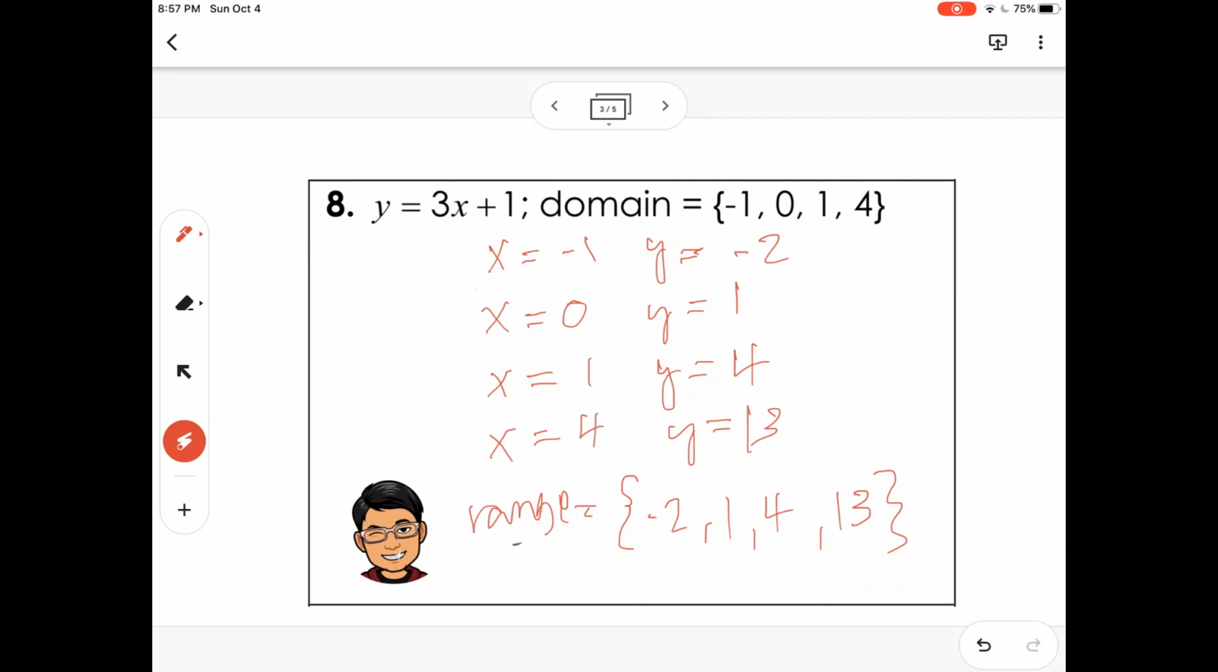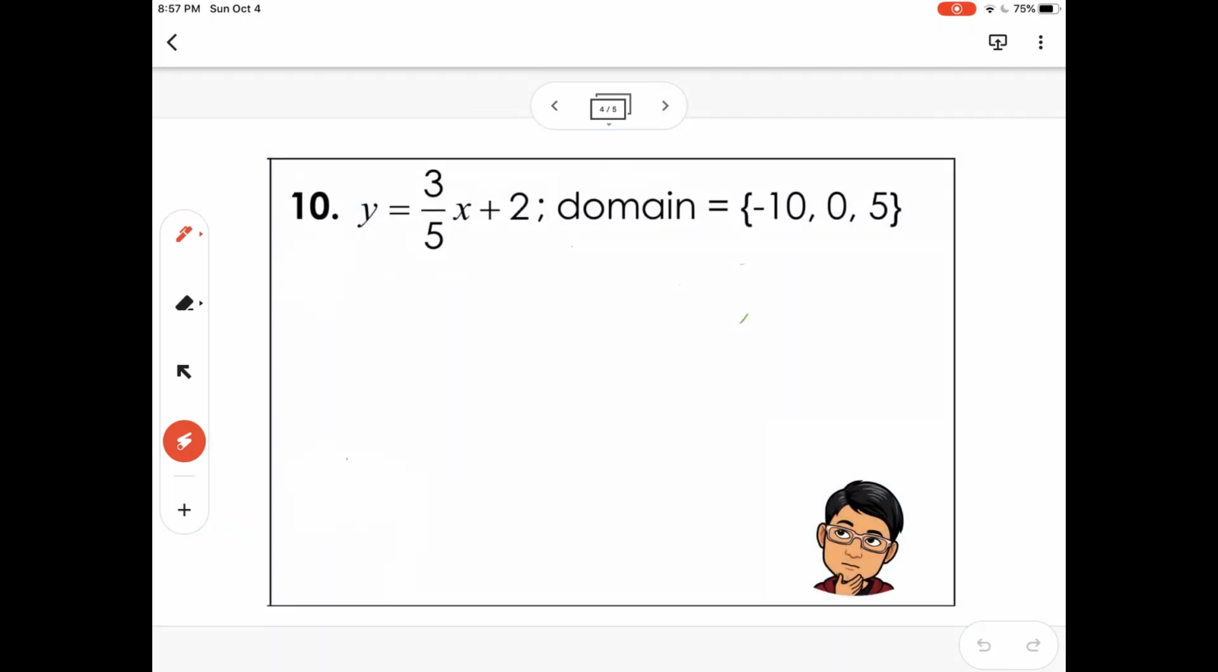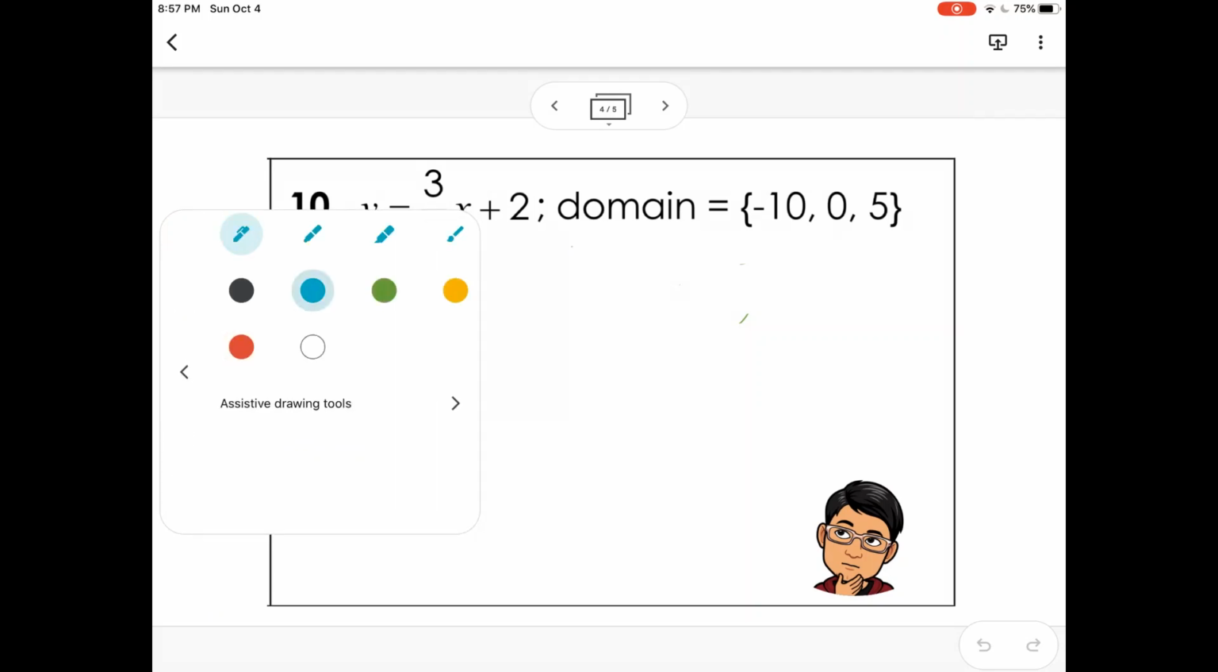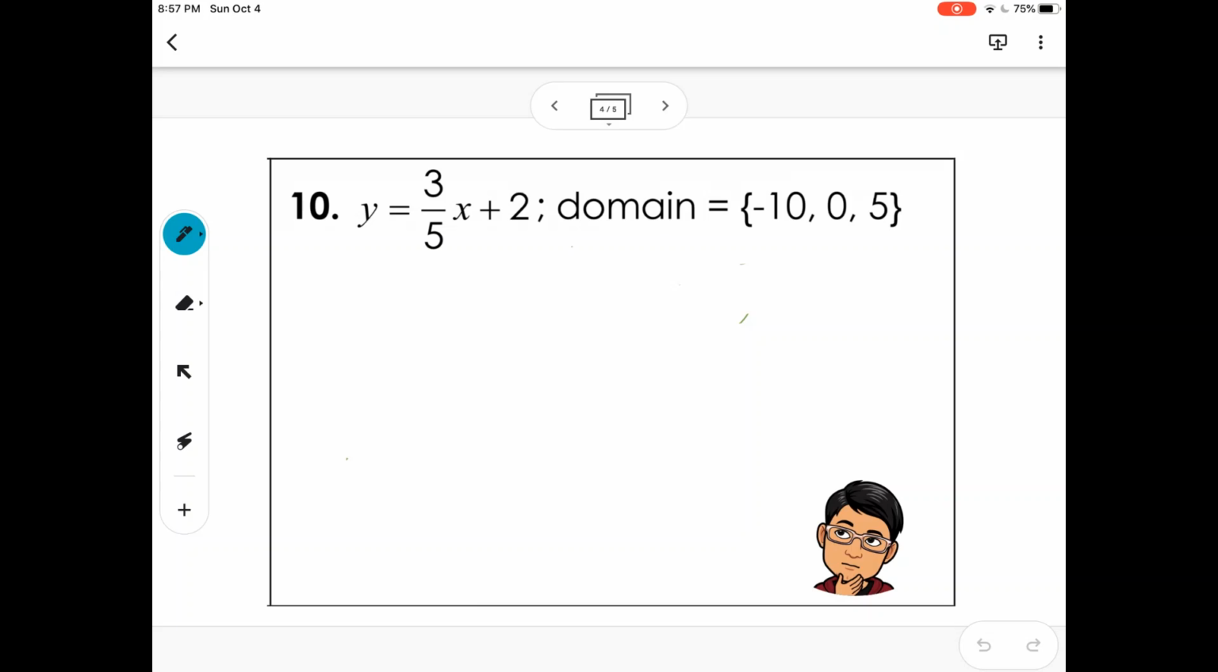Okay, so moving on to the last and final example in here. The given equation is y equals 3/5x plus 2. Now when the domain values, or the x values, are x equals -10, x equals 0, and x equals +5, what are the corresponding y or range values for these? So let's switch to our Desmos calculator.